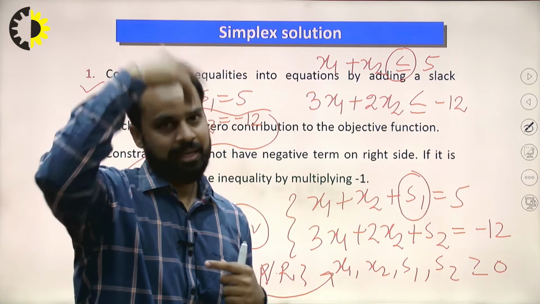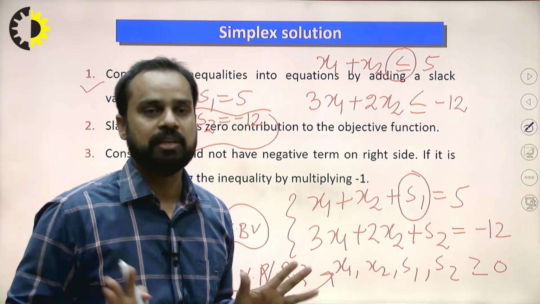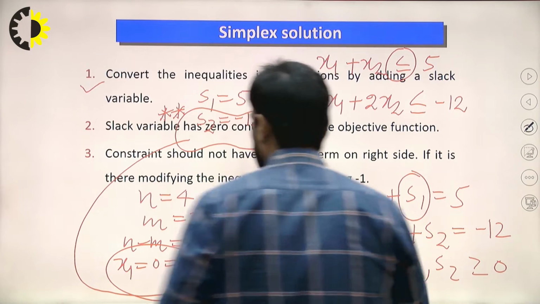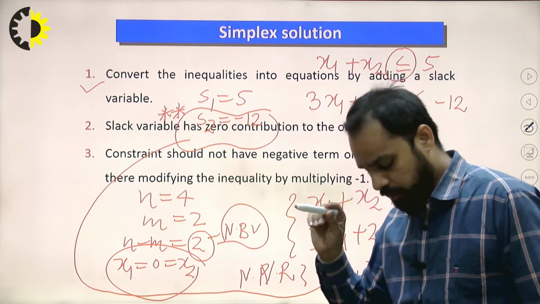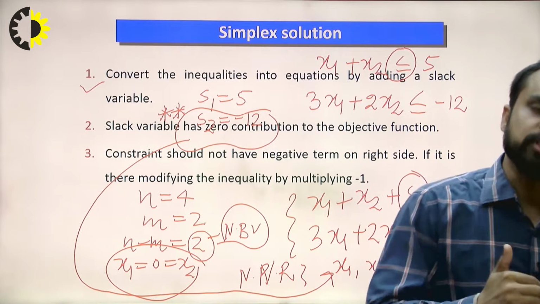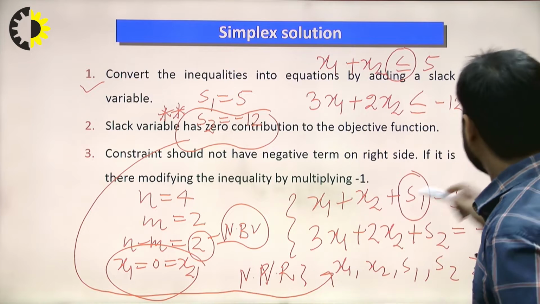We can solve it another way, but with the simple simplex algorithm we are unable to solve it. That's why the meaning of this statement is that on the right-hand side, the constraint value must be positive, so that we can proceed to find the basic feasible solution. Right? I hope it is clear to everyone.